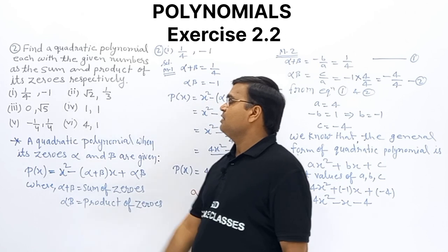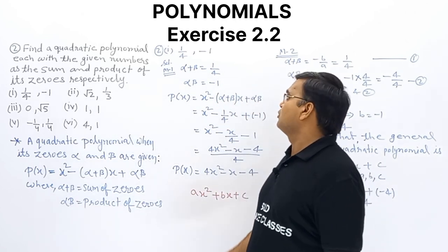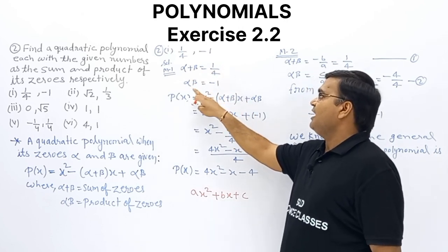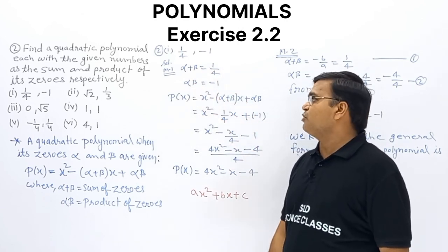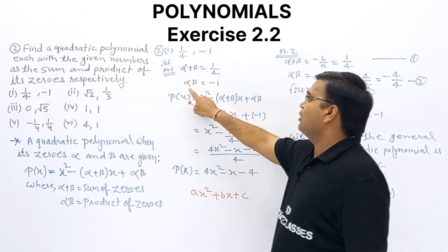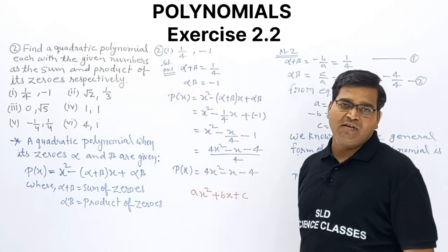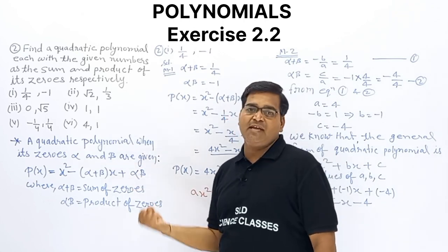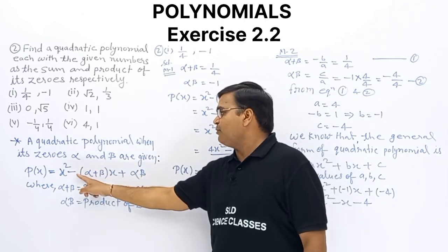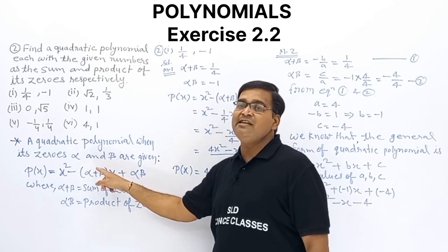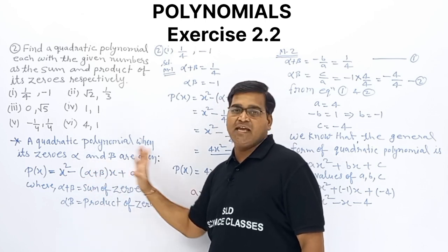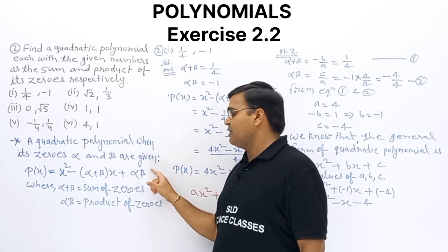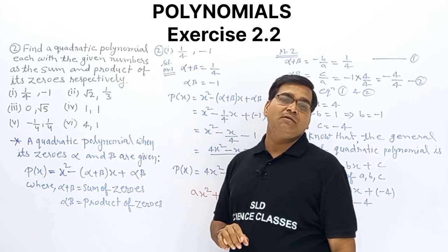So I am taking question number 1. 1 by 4 is showing the sum of zeros, alpha plus beta. The second number is showing the product of zeros, alpha into beta, which is minus 1. Now we have one formula. First I am solving this question by the formula: x square minus the sum of the zeros, put the value of the sum of zeros there, and put the value of the product of the zeros there.